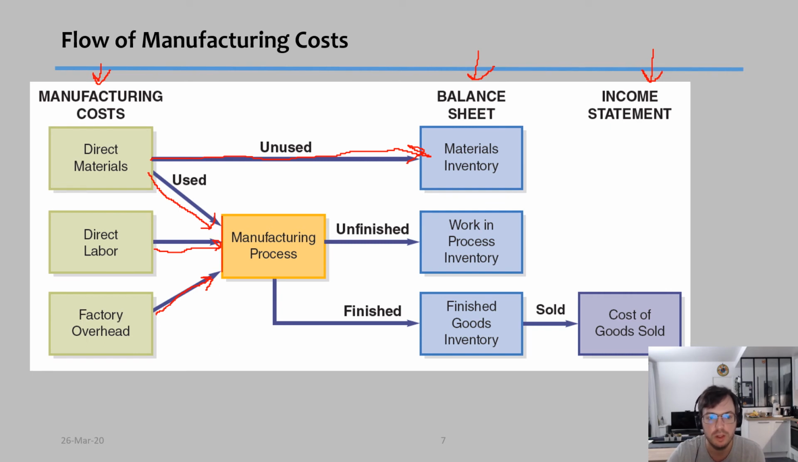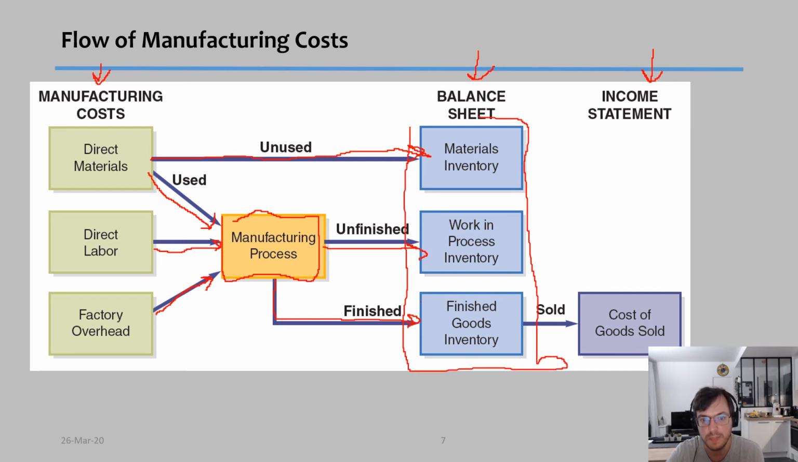Then, during the manufacturing process, for the products that we finish, that value goes into finished goods inventory. For the ones that we did not complete by the end of the month or by the end of the year, it goes into work in process. This is the three types of inventory that we have, and they stay in the balance sheet unless we sell some of the stuff.